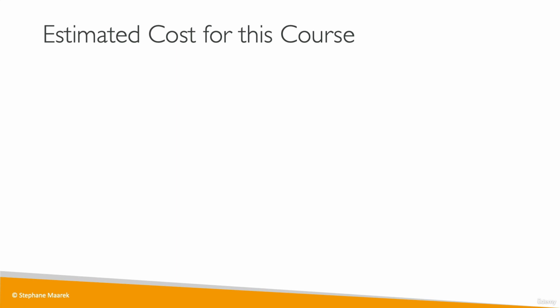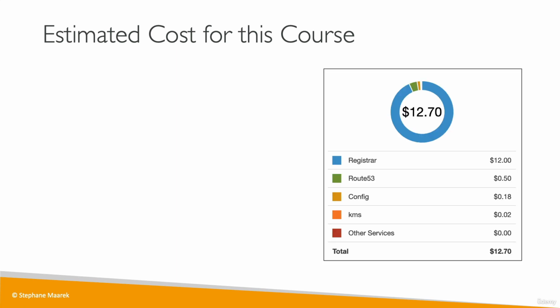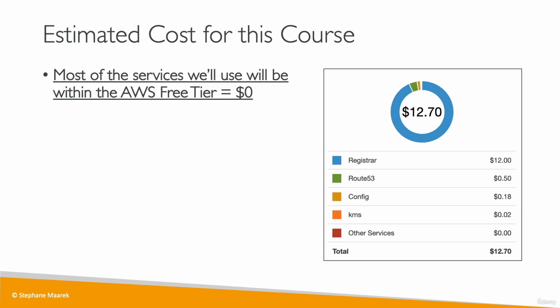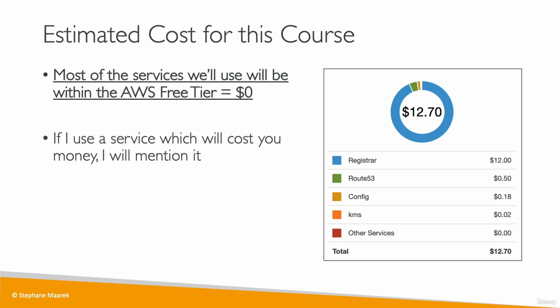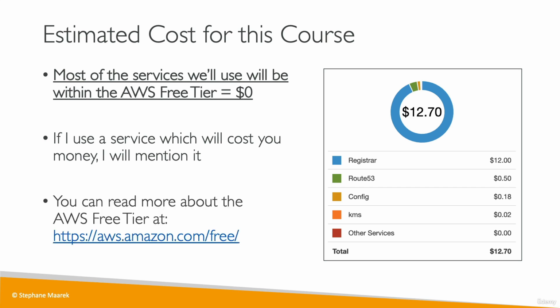Finally, I said we are going to practice in this course, so you may have a question, which is how much will this course cost me? This is how much it cost me at the end of this course: $12.70. But I want to tell you right away that most of the services we'll use in this course will be within the AWS free tier. So there is a chance for you to have a cost of 0. Now, if I use a service in this course that will cost you money, I will mention it and I will leave you the option to not do the hands-on with me and just watch me do. For example, the most expensive item in here is the registrar because I purchased a domain name, so a URL, for example, stefanccp.com. You can read more about the free tier at this URL if you're unsure whether something is going to cost you money or not.